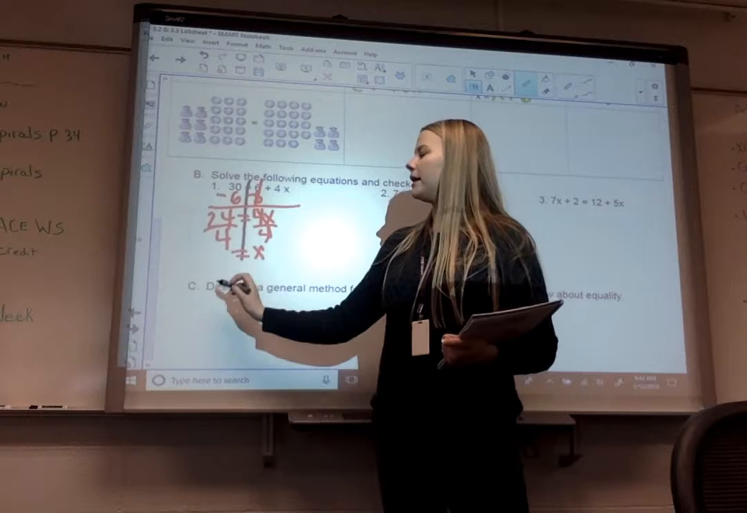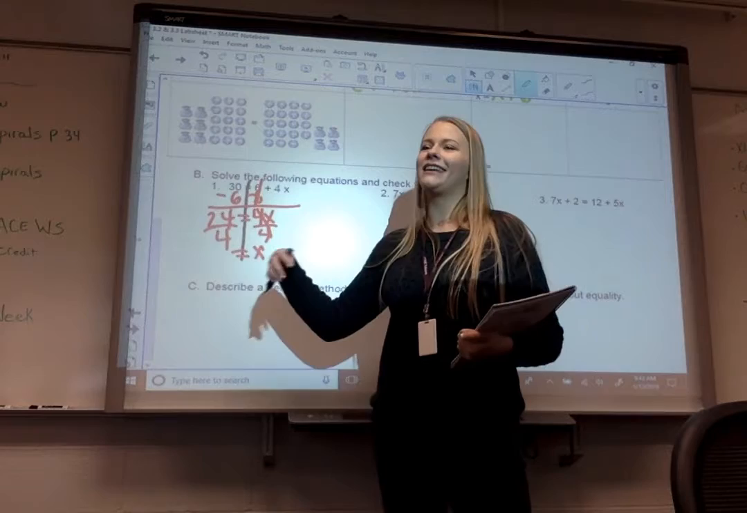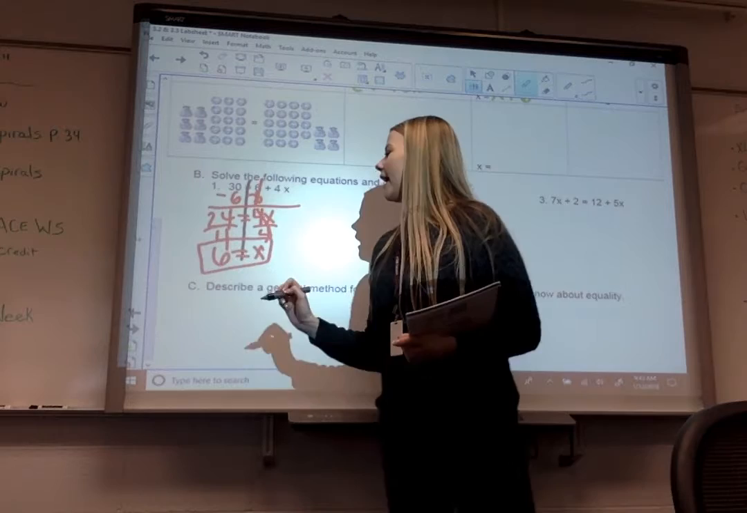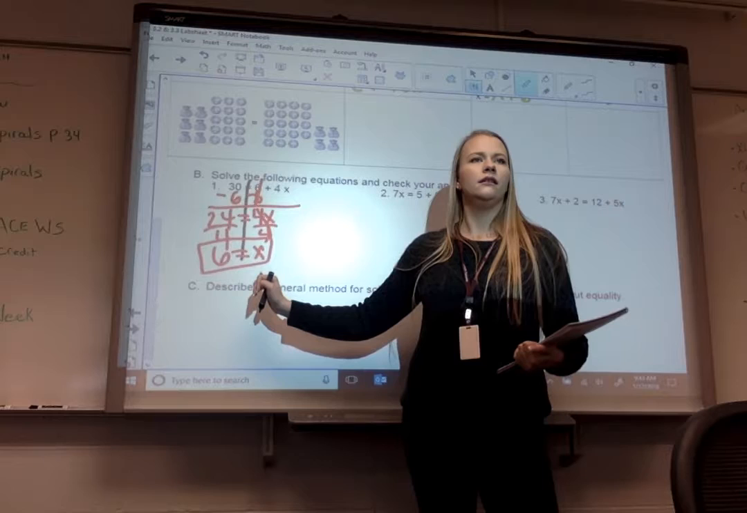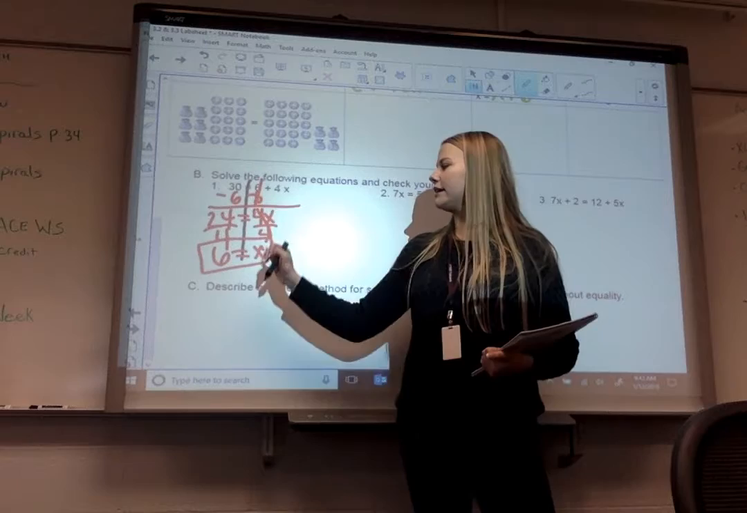6. 24 divided by 4, thank you, I messed up, is 6. There we go. x equals 6. Is it okay that my x is on the right-hand side? Does it matter? No. So we can say 6 equals x or x equals 6. How am I going to check this?